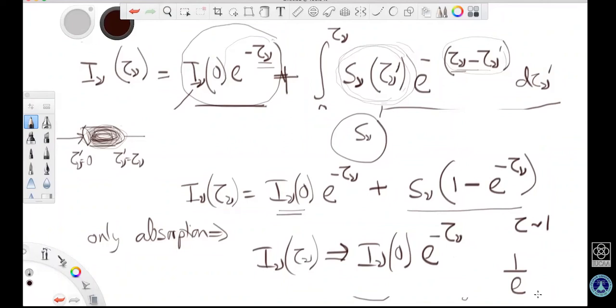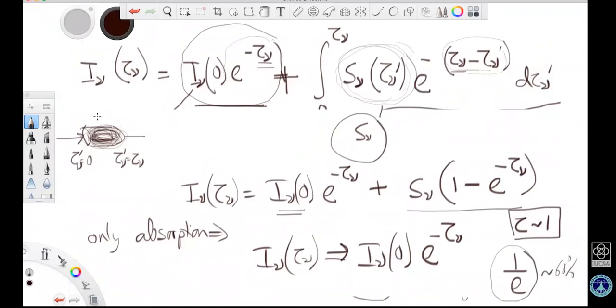So let's say a major portion of the radiation will be attenuated, though not totally opaque, right? So tau equal to 1 means radiation is attenuated by a factor of 1 over e. So this is about 60% gone. Which means what?